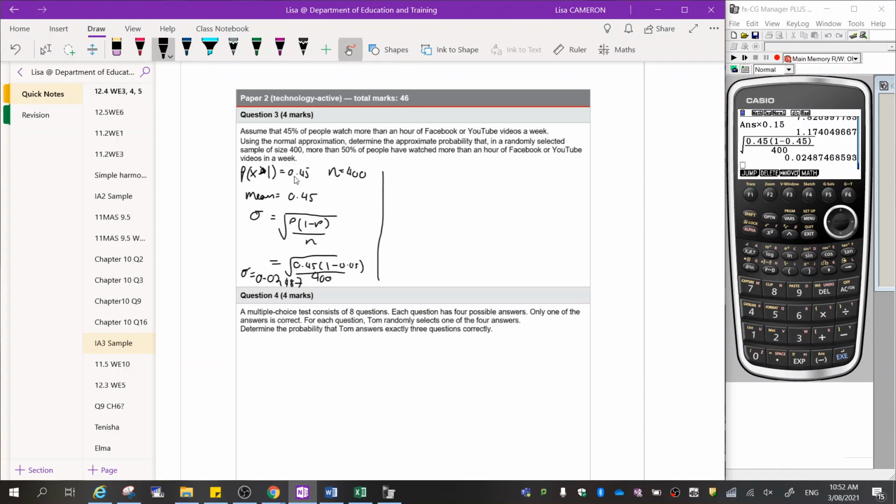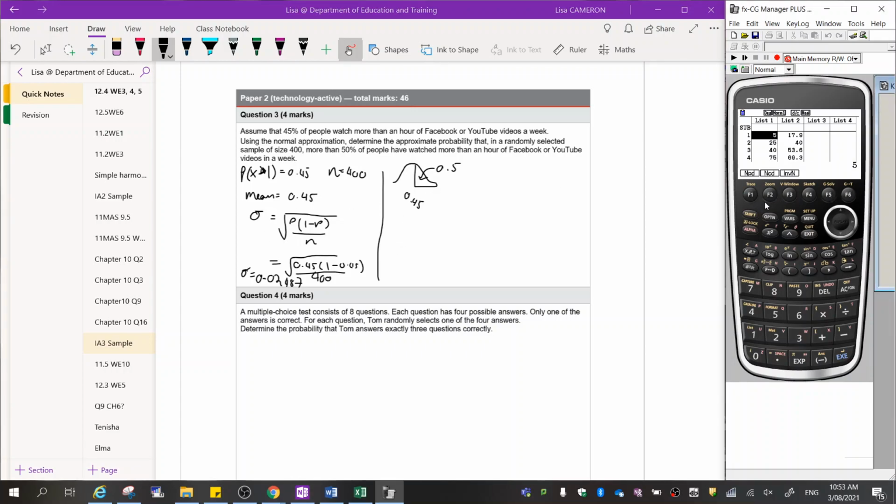Okay, so next thing that I want to do is go into the statistics function in my calculator and think about what I want. So for this one, for my normal distribution, I want 50% of people, which means I want the area in here to be 0.5. And I want that to be 50%, and our mean is going to be 0.45. We've got our standard deviation.